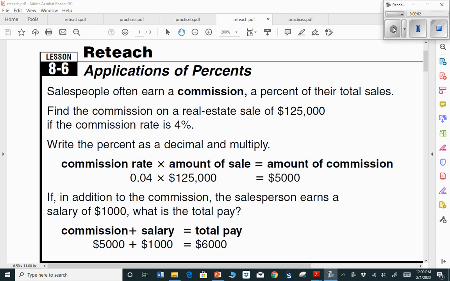Pre-Algebra, Lesson 8-6, Applications of Percents. You're going to want to write some of this stuff down in your notes. Okay, here's what it says.